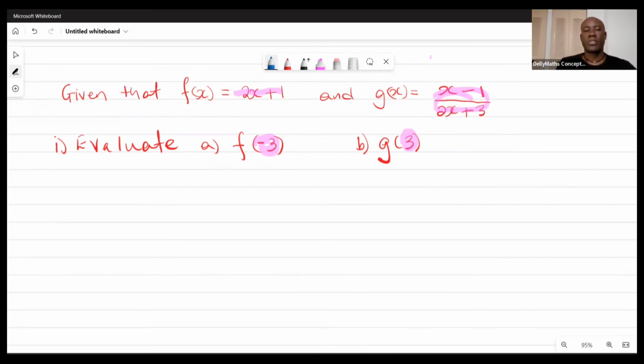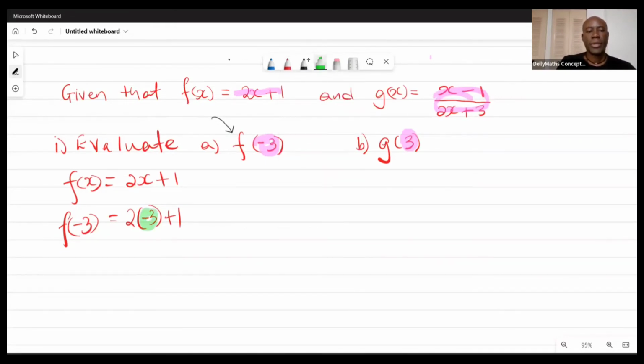So for this first question, we're going to take up the f function. We need to write the f function. It says f of x is equal to 2x plus 1. We're going to substitute negative 3 in the f function wherever x is. We need to find the value for f of negative 3. It simply means we're going to put negative 3 where the x is, and everything remains the same. As you can see right here, negative 3 took the place of the x.